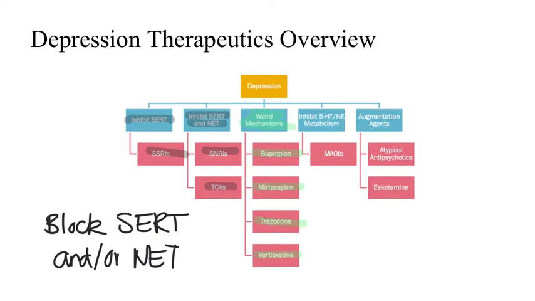Then we'll talk about drugs that actually, instead of inhibiting reuptake of serotonin and norepinephrine, inhibit their metabolism, inhibit their breakdown. And these are the monoamine oxidase inhibitors, or MAOIs. And then finally, we'll talk briefly about some drugs that can be used as augmentation agents to add to an antidepressant when a single antidepressant alone as monotherapy is not effective. And these include the atypical antipsychotics and esketamine.